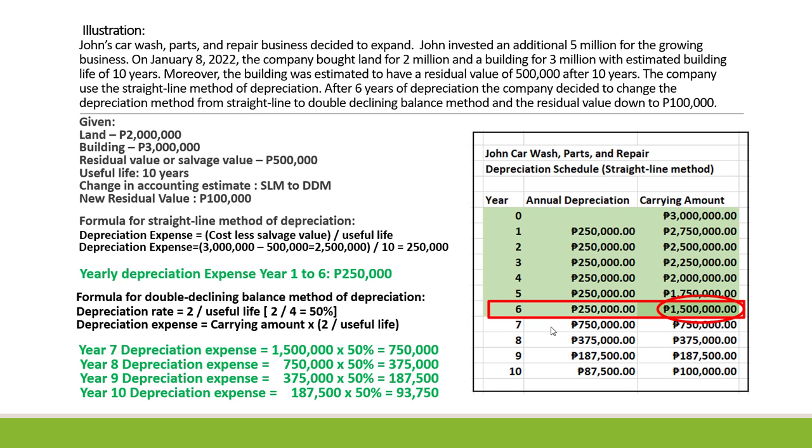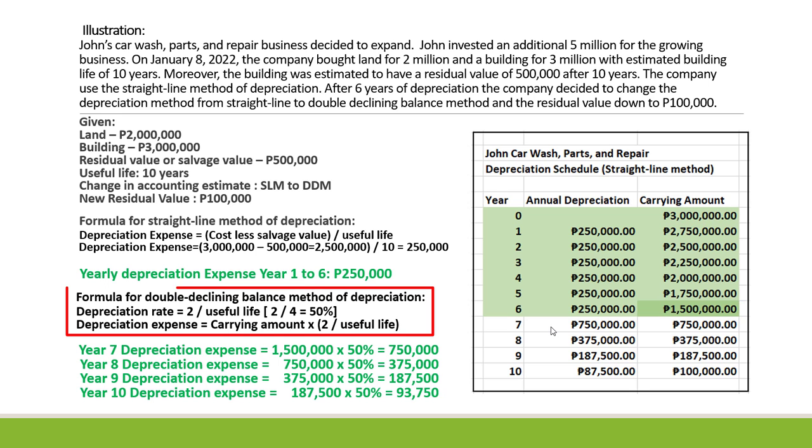In this case, ang nabago is yung method of depreciation, kaya ang magiging bagong basis is carrying amount ng 6 years which is yung 1,500,000 pesos. Sa double declining balance method, hindi na binabawas ang residual value dahil ang double declining balance method formula ay carrying amount times rate. Ang double declining rate formula ay 2 divided by useful life.